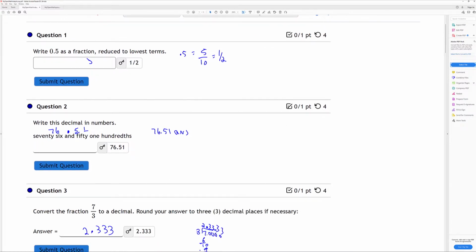Question 2. Write as a decimal in numbers. 76 and 51 hundredths. Notice that the 51 hundredths, that's the hundredths place, so I start putting the decimal in there, and I have my whole part here on the other side. So I'll have 51 hundredths, 76, 51 hundredths.